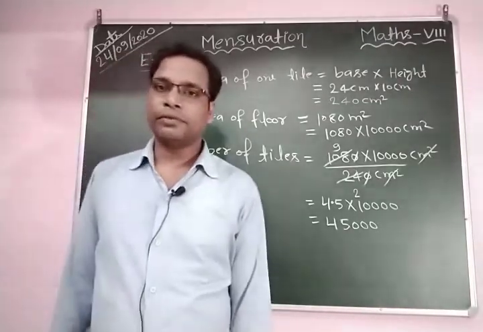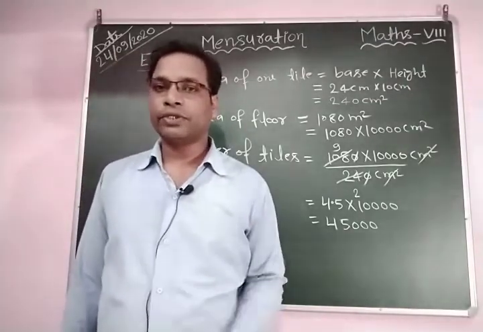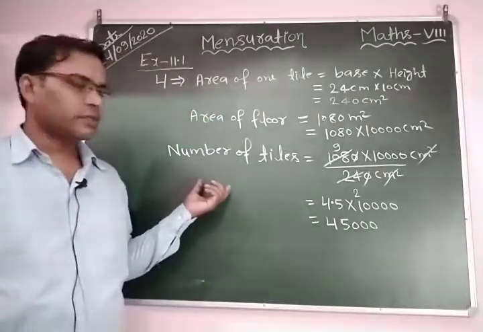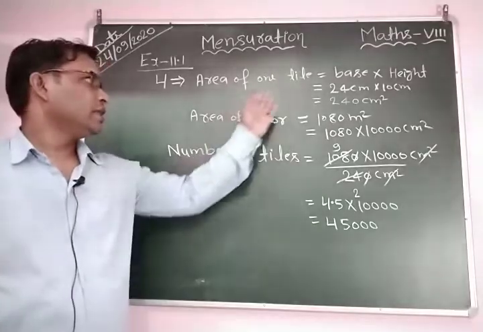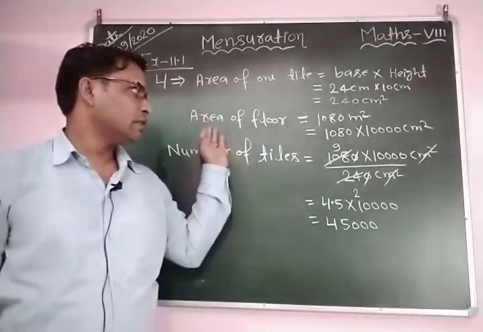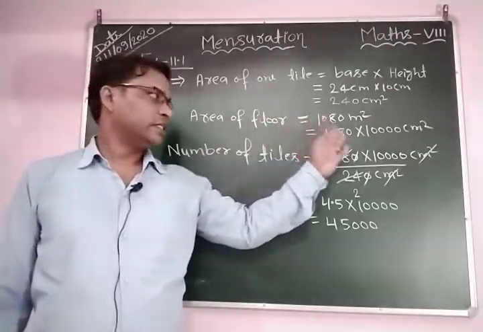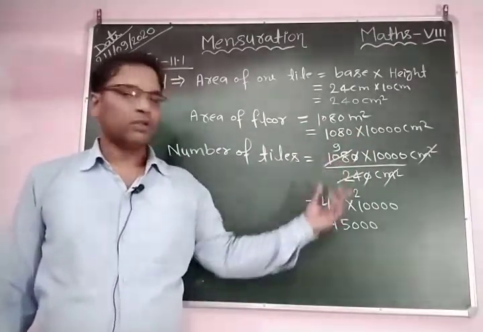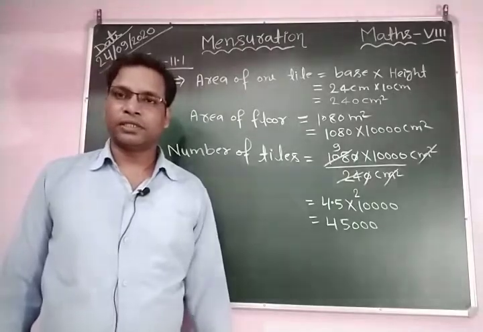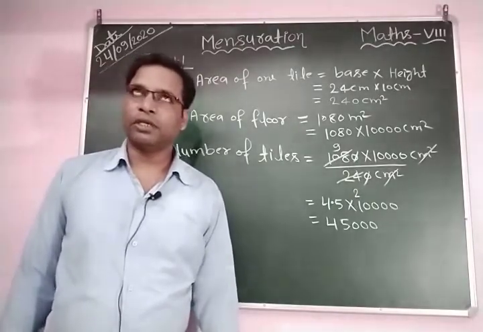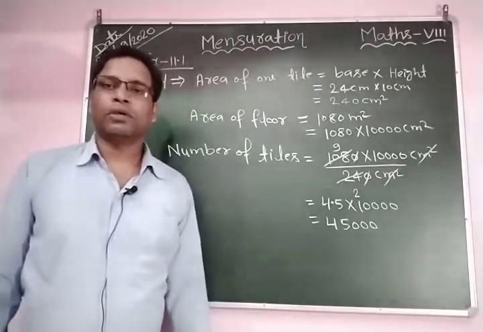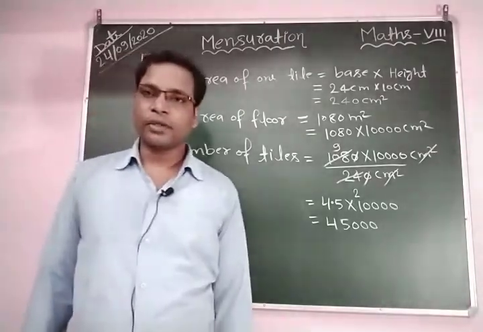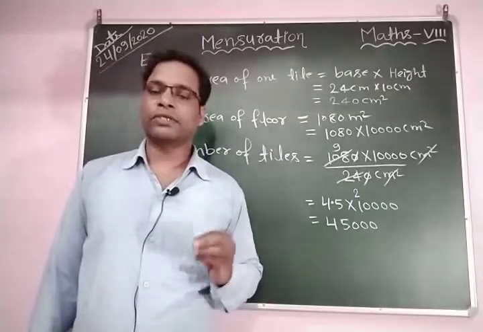Clear? Now we are going to discuss the next question. In this question, I hope all of you understood very well. We find the area of one tile and convert the area of the floor from meter square to centimeter square. After this, you divide the area of the floor by the area of one tile. Then we obtain 45,000 tiles. This is the number of tiles required to cover the floor.